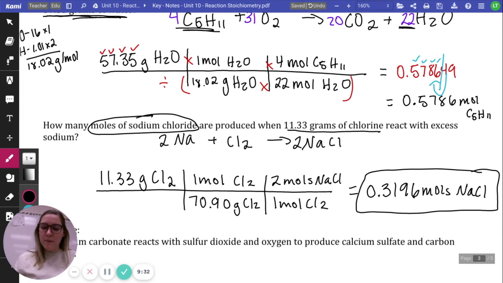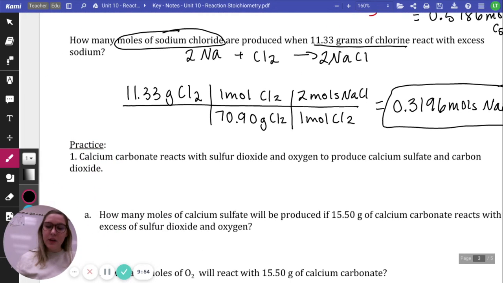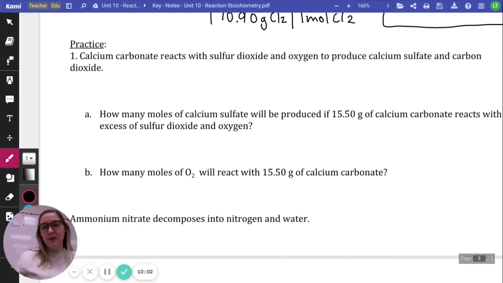And then I did my mole to mole ratio. So from the coefficients of my balanced chemical equation, 1 mole of chlorine is 2 moles of NaCl. That's what we wanted. So we stopped our conversions, multiplied across the top, divided by the bottom, and I got 0.3196. My given had 4 sig figs, so my answer has 4 sig figs. And I'm good to go. All right, guys, once again, this is just a practice section for problems over this mole to mass for you guys to work. The key will be posted on Canvas, so maybe work through a couple. Make sure you're getting this before you move on.